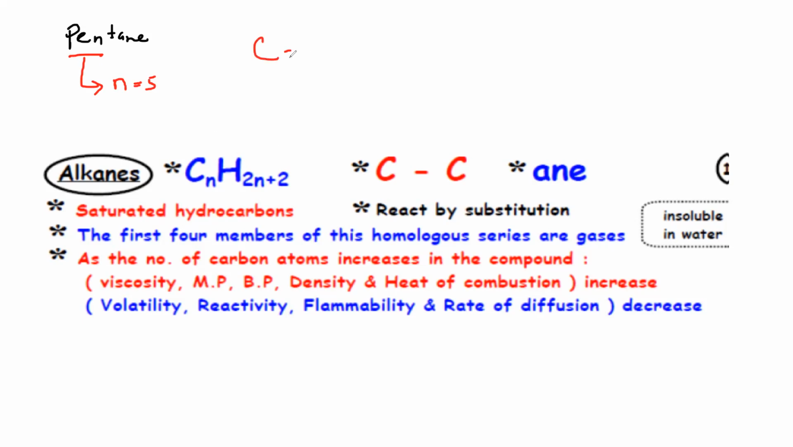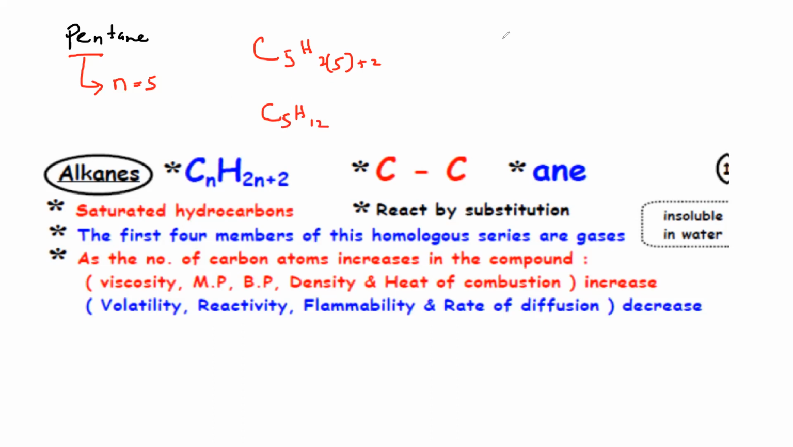So it will be C5H, 2 multiplied by 5 plus 2. So 5 multiplied by 2 is 10, plus 2 is 12. So it will be C5H12. That is the formula for pentane.